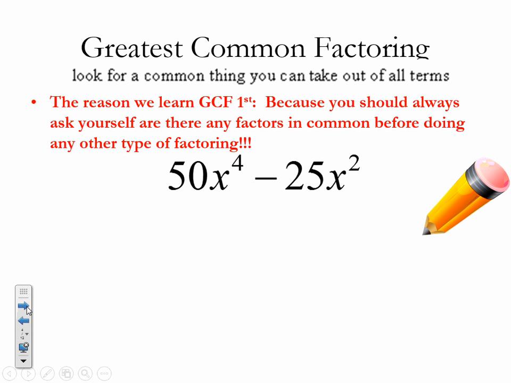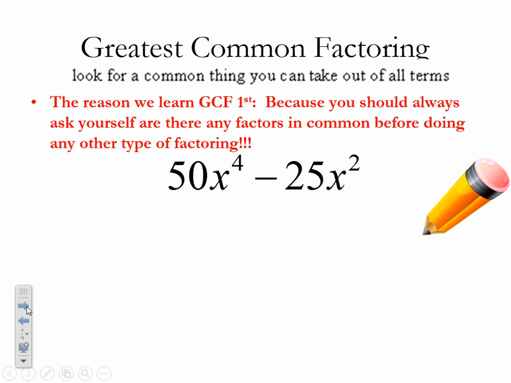So this is the first one I need you to get in your notes. We're going to take another look at greatest common factoring. If you don't want to write all the words, that's fine because you have that in your foldable. It's when we look for a common thing you can take out of all the terms. The reason we do greatest common factor first is because you should always ask yourself if there are any factors in common before doing any other type of factoring. This is your number one go-to. This is the thing you always check first. It makes the problem easier if you do this first.